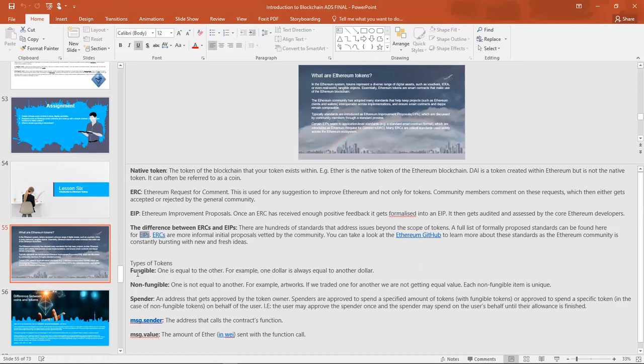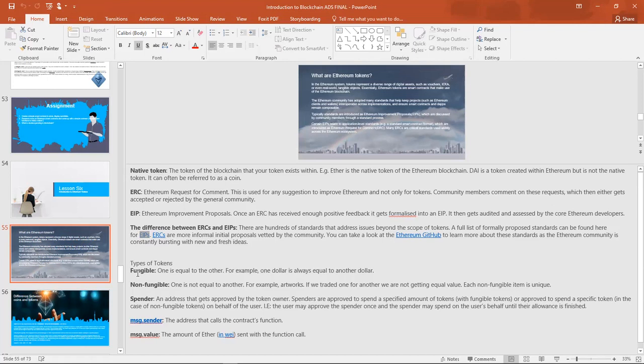For fungible, one is equal to the other. For example, $1 is always equal to another dollar. And then we have non-fungible, where one is not equal to the other. For example, artworks: if we traded one for another, we are not getting equal value. Each non-fungible item is unique. So that's something about non-fungible and fungible tokens.